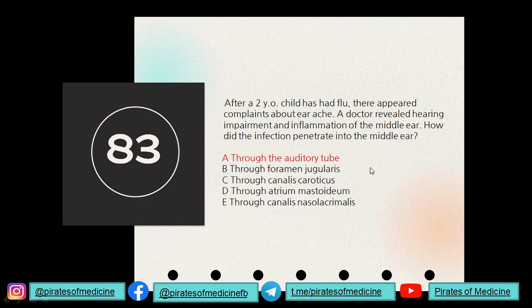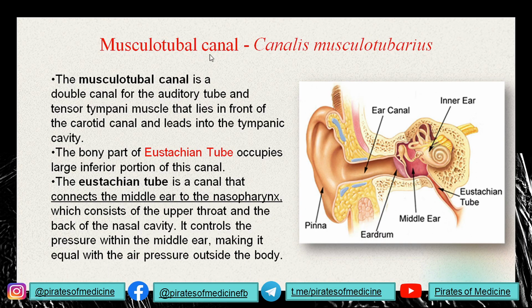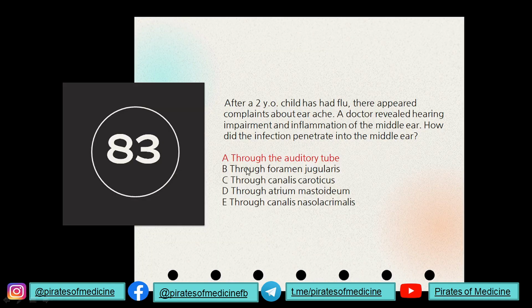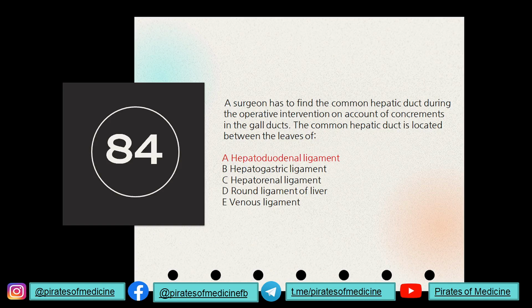The middle ear is connected to the nasopharynx with the auditory tube, the musculotubal canal containing the eustachian tube. So there must be the canal through which the infection penetrated the middle ear from the nasopharynx, and that is the auditory tube. I hope this is understandable if you have watched the last videos.